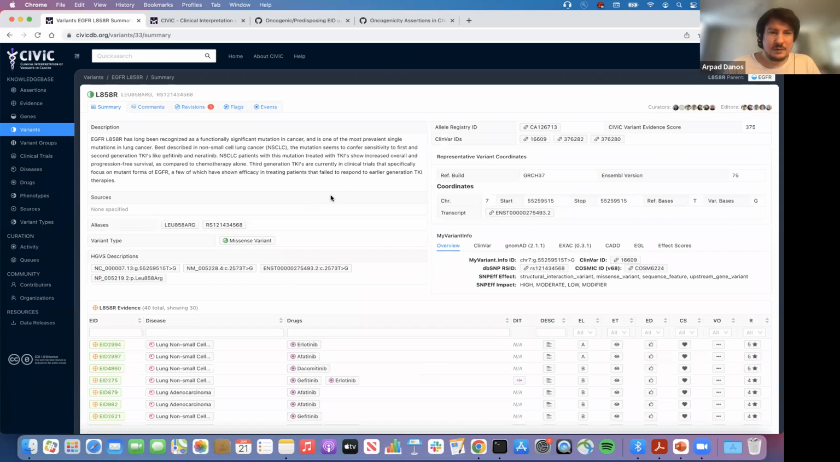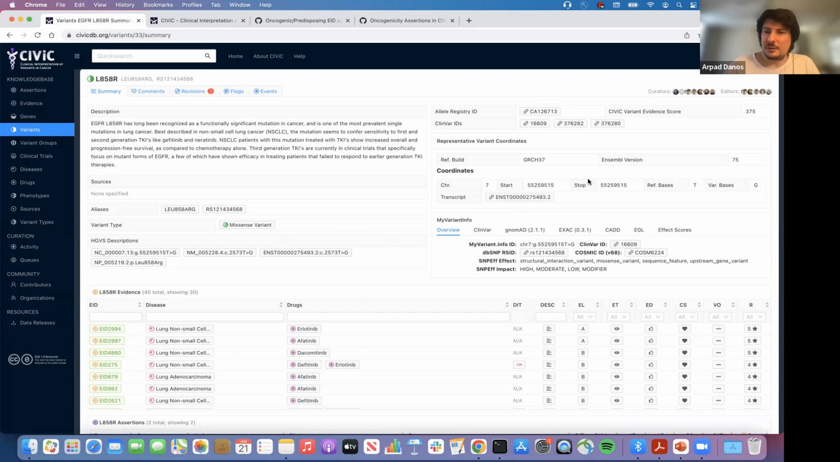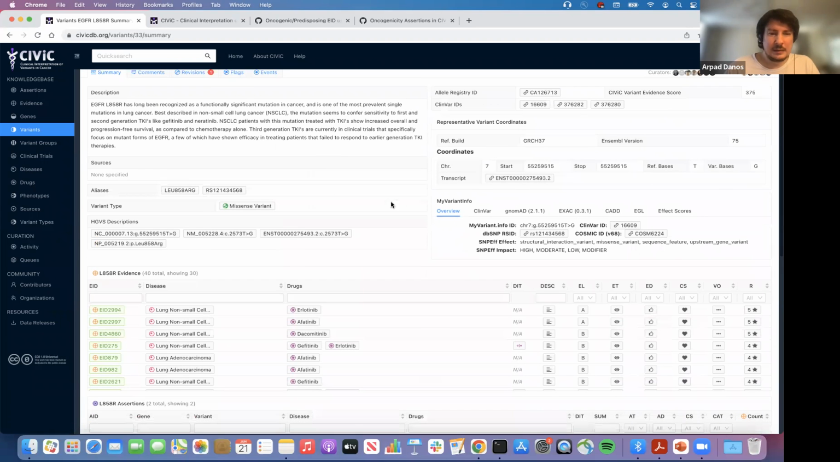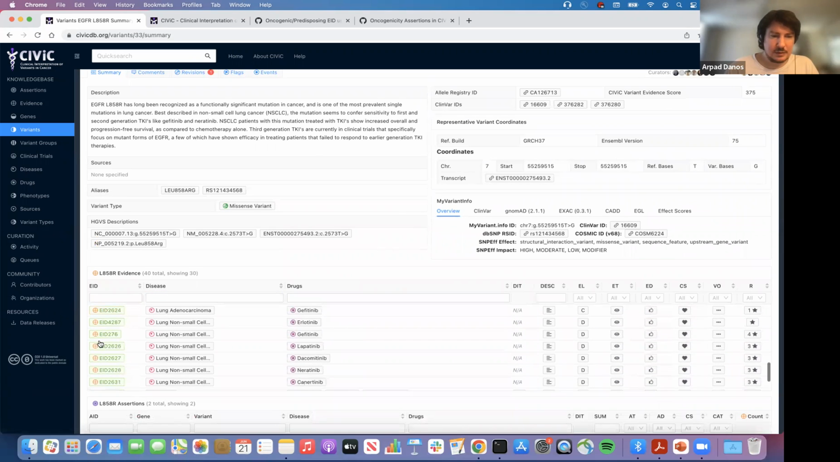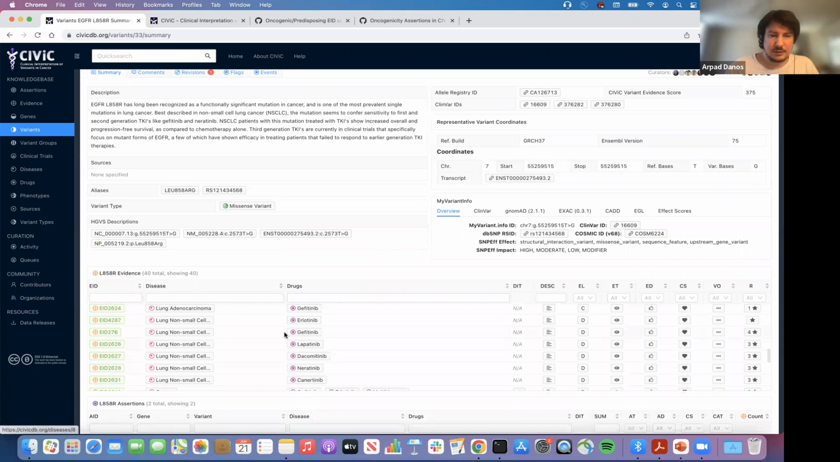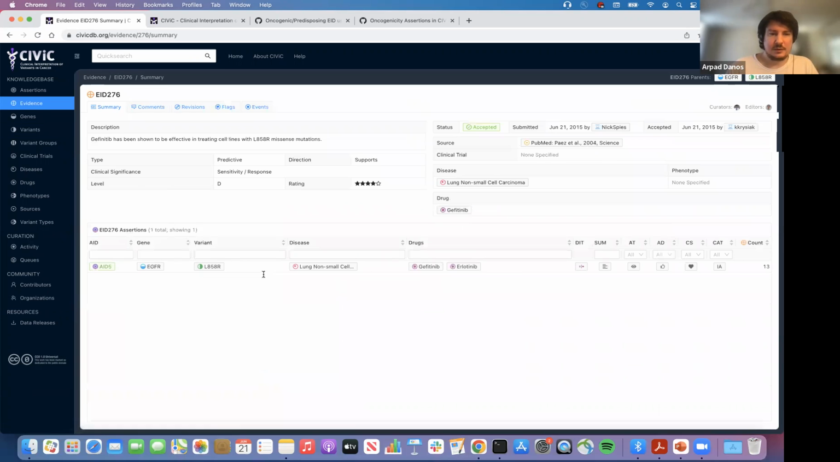So if we went to the L858R variant, you see a curator-written description for the variant, information, also coordinates kind of curated, and then a large collection of evidence items derived from different papers, and these are the evidence items that are curated. You can scroll over and see a brief picture of what the evidence item looks like. You can click the evidence item and see it more up close, what we were just looking at, and you can also browse assertions, which we'll talk about briefly.